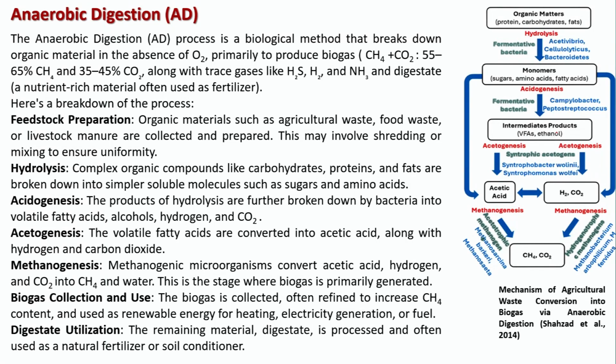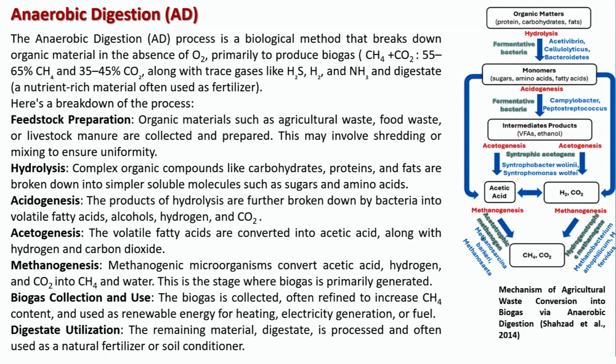And finally, we have methanogenesis. These methanogenic microorganisms convert acetic acid, hydrogen and carbon dioxide into methane and water. This is the stage where biogas is primarily generated. Once you have methane and carbon dioxide, the process of biogas generation is initiated, and then we need to collect it. The biogas is collected, often refined to increase the methane content, and used as renewable energy, particularly for heating, electricity generation or fuel.